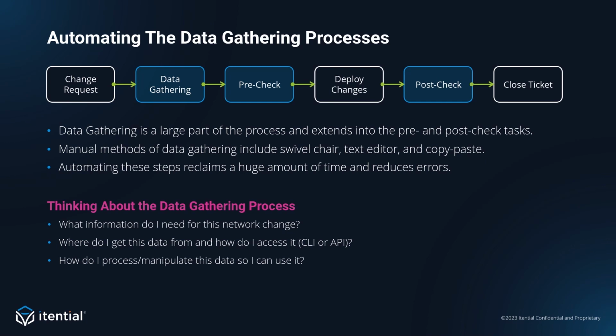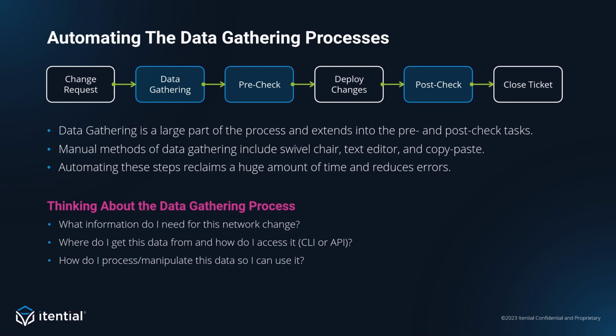So what I want everybody to think about in terms of gathering data in this entire process, and how do we automate it, is you start with thinking about, where is the information I need for this network change? Again, we focus on the network change, but we need to know where does the information that's necessary for this network change exist? And then how do I access this information?